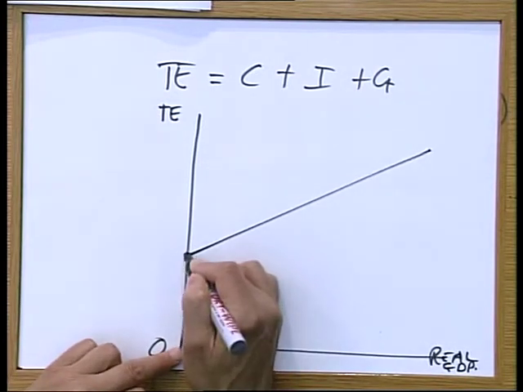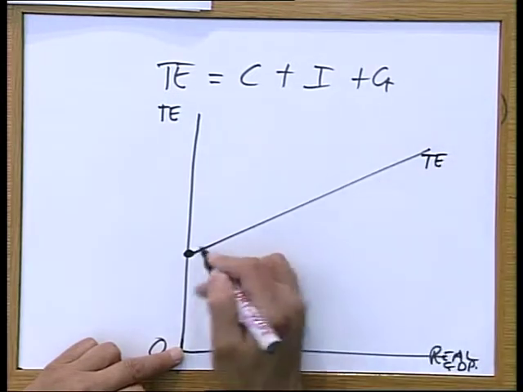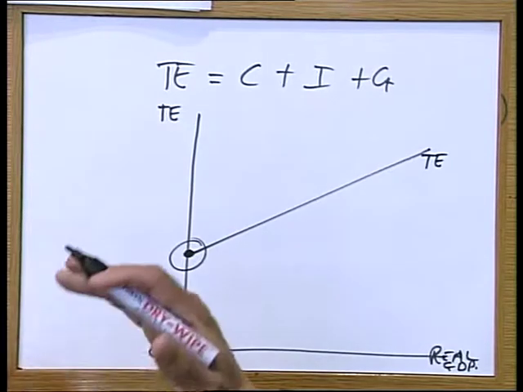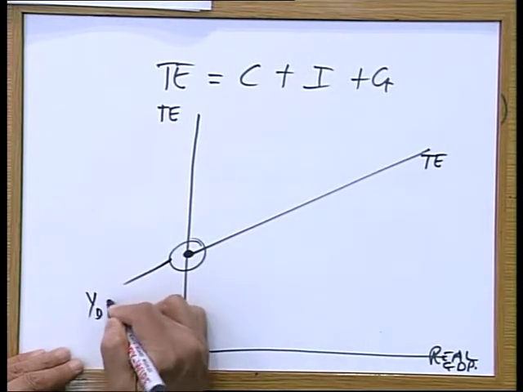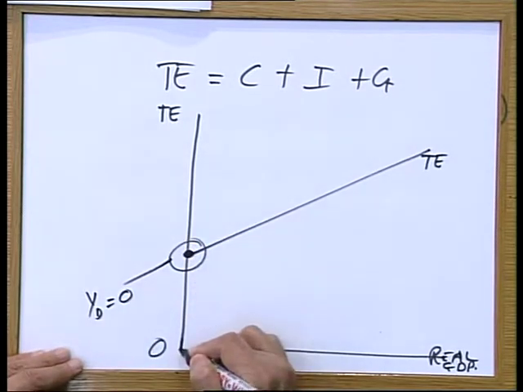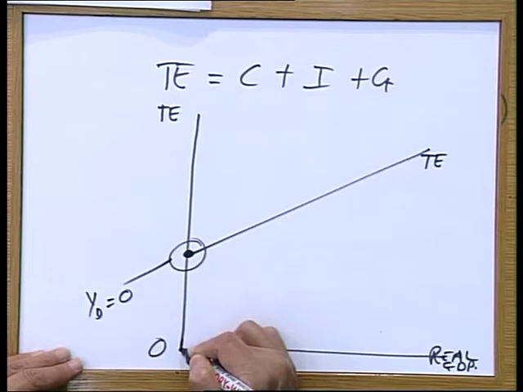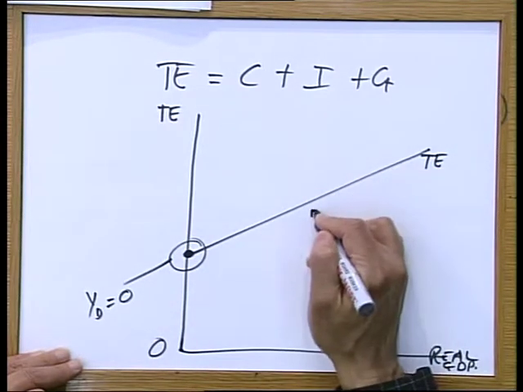The reason for that is the vertical intercept of your total expenditure curve is determined by the autonomous spending. Remember, autonomous consumption, investment and government expenditure. Even if YD is 0, there will still be consumption. So this is why it doesn't start here. The total expenditure is upward sloping, and the slope is determined by the MPC.